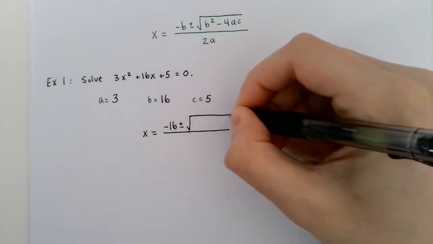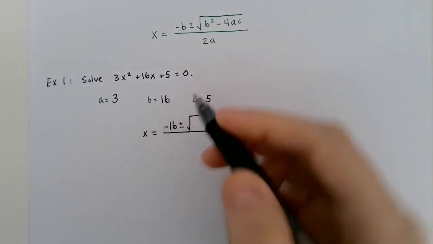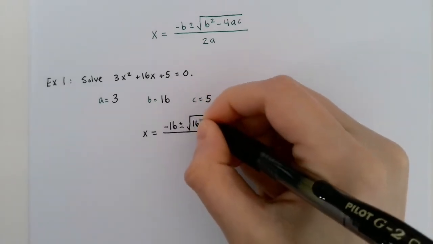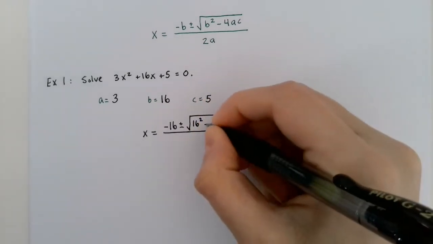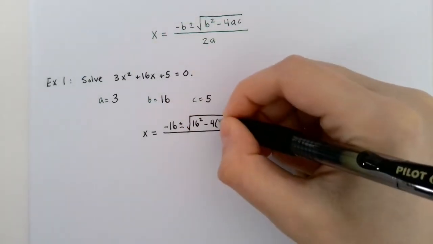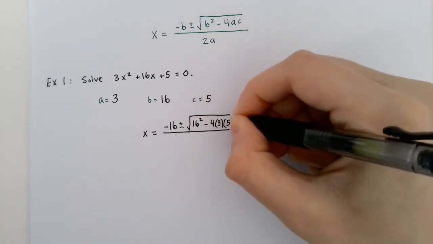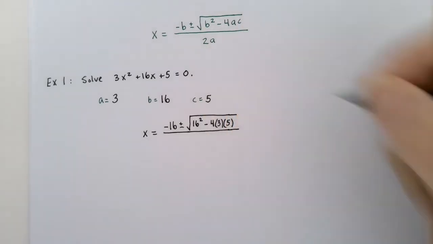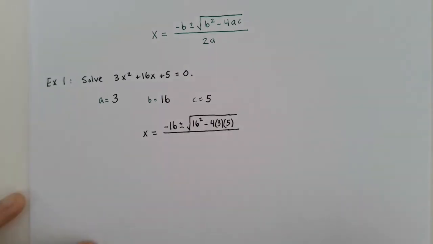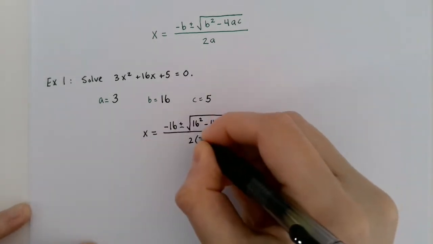I'm going to open up a big square root. Then I have b squared. So b is +16, so I have 16 squared minus 4 times a, which is 3, times c, which is 5. All right, and all of that goes over 2 times a. And a is, once again, 3.